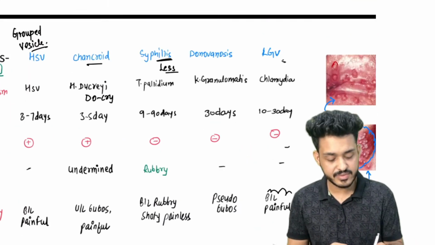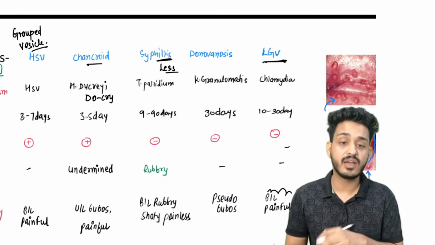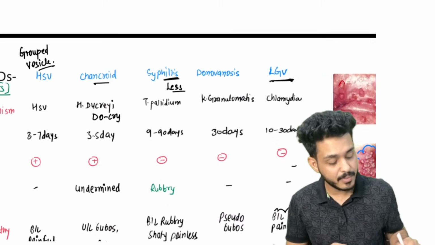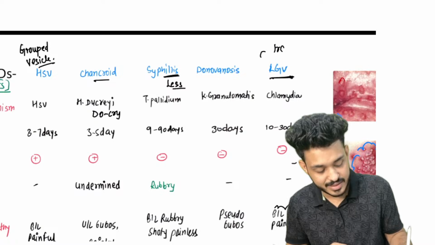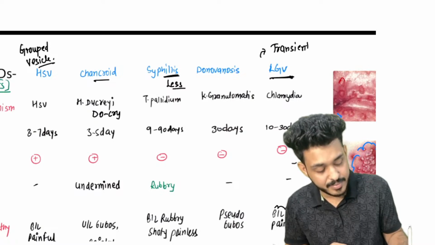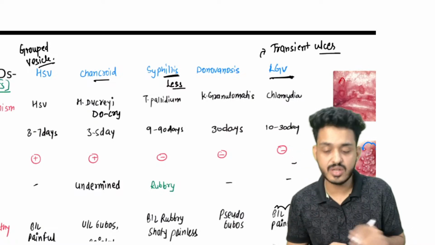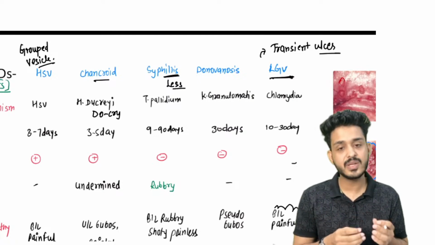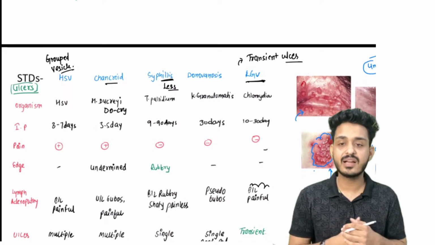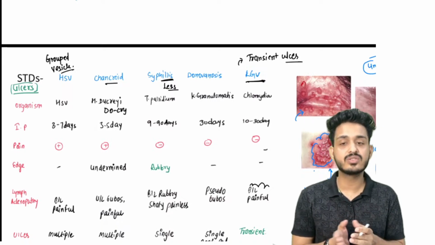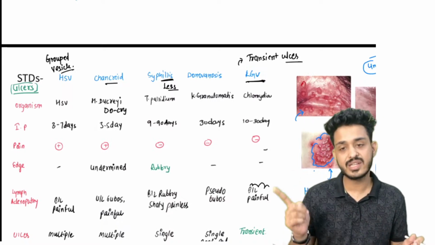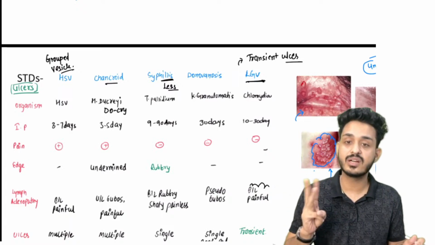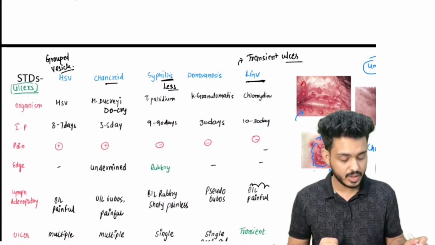And lastly, LGV. Sir, LGV was not taught at all. Why have I not discussed LGV? Because this is a transient ulcer. That means by the time the patient reaches the hospital, this ulcer will be gone. There will be no ulcer, right? So you need to make the diagnosis between these 4: herpes, chancroid, syphilis, and lastly donovanosis.